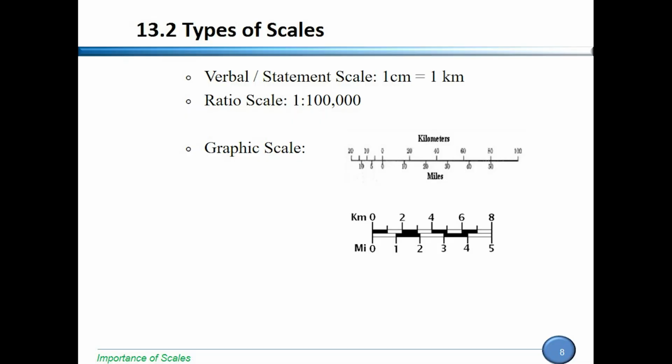On one side of this graphical scale, we can denote the kilometers, and on the other side we can denote miles as well. So, these are the three important scales that are displayed on the map. One is the verbal or statement scale, the second is the ratio scale, the third is the graphical scale.